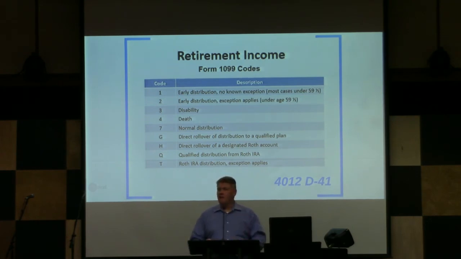Okay. For the most part, 90-ish% plus of our 1099s should be relatively straightforward. We'll see an amount in box 1, we'll see an amount in box 2A. If there's nothing in box 2A and the administrator has taxable amount unknown, we ask the question, did you have any after-tax contributions? If the answer is no, okay, there we go.